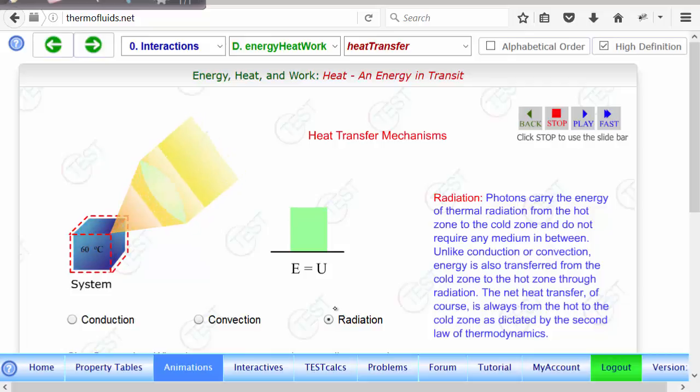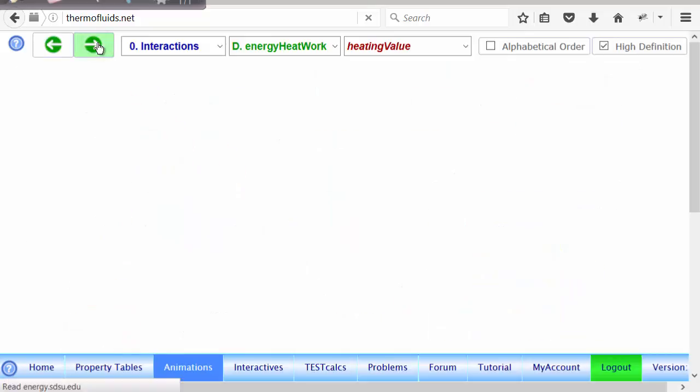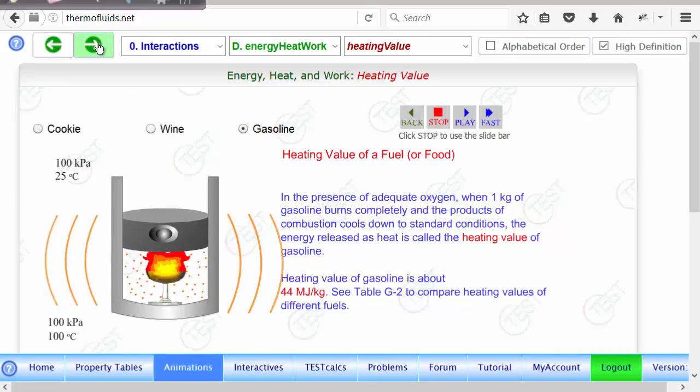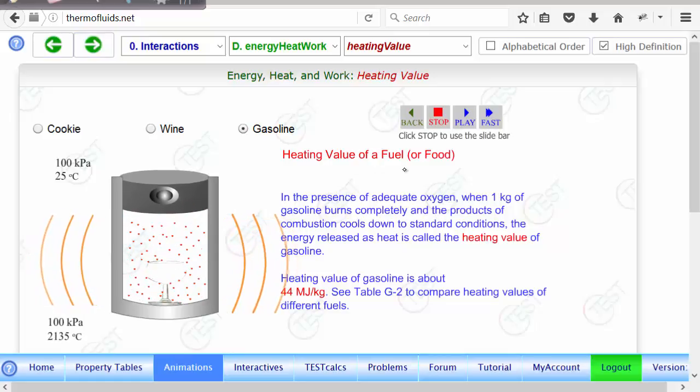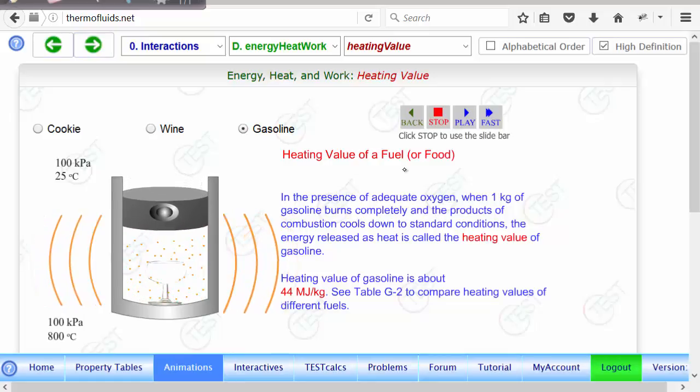Again, we don't have to bother about the details right now. All we have to know about heat is that it is transferred whenever there's a temperature difference. But to benchmark, what I like is what is known as the heating value. It's an advanced concept. It's covered in chapter 13 in your textbook.